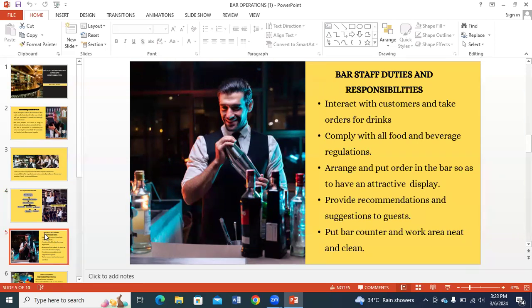Interact with customers and take orders for drinks. So as a bartender, you need to interact with your customers. You need to create a friendly atmosphere where they're able to give their orders freely. And also, as a bartender, you are able to explain to them what other drinks you have on offer for them to buy and order. Are there any other duties?